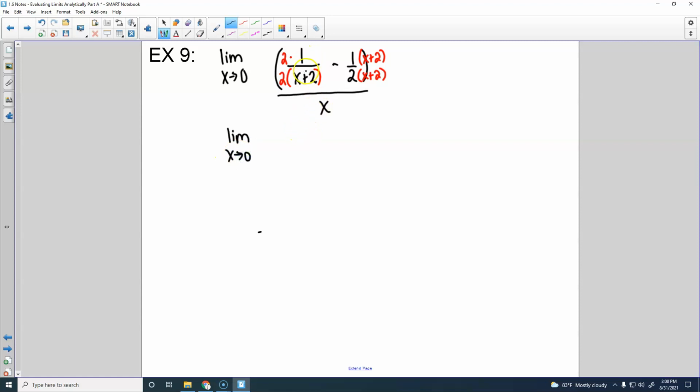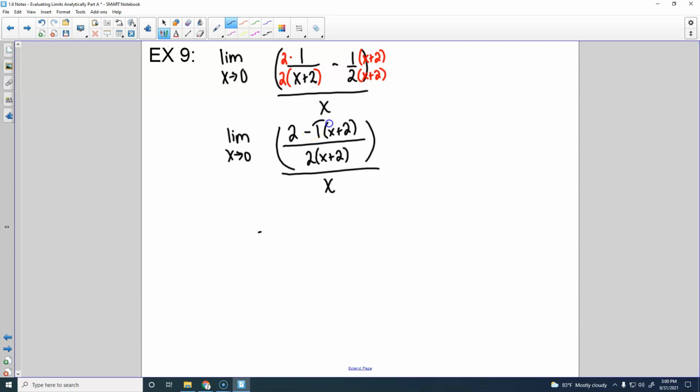And so you're going to have the same denominator here now. So this is going to give me 2 minus 1 times x plus 2 over, the denominator is the same for both of these, so I can just write it once, 2 times x plus 2. And don't forget, this is still all over x, because I was only dealing with that numerator. Okay, questions so far?